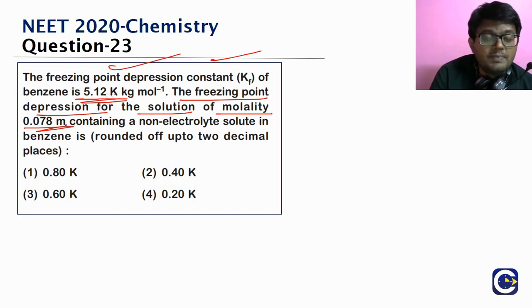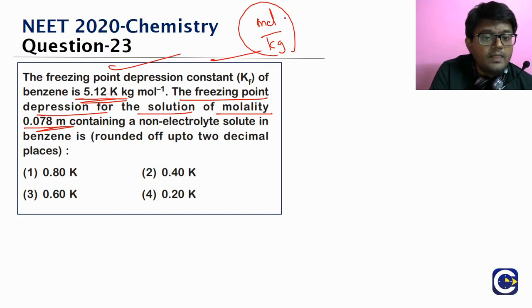0.078. Small m represents what? Molality unit, right? So what is the molality unit? It is moles per kg, number of moles of solute present in 1 kg of solvent. Okay, so the freezing point depression for the solution of molality 0.078 molal containing a non-electrolyte solute. Why are they saying non-electrolyte? Means there will be no dissociation.